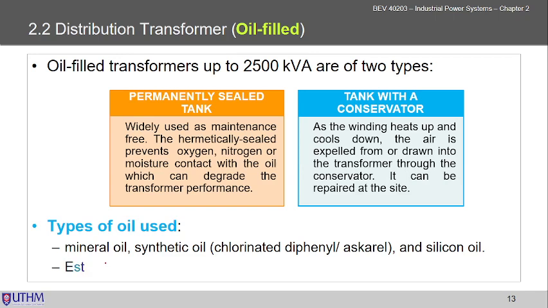And recently they use the so-called ester oil. Ester oil is the environmentally friendly oil, and it is extracted normally from, let's say for example, soybean oil. Okay? So recently in Malaysia they are trying to replace the transformer oil using palm oil. The palm oil is a very eco-friendly alternative oil for the transformer.